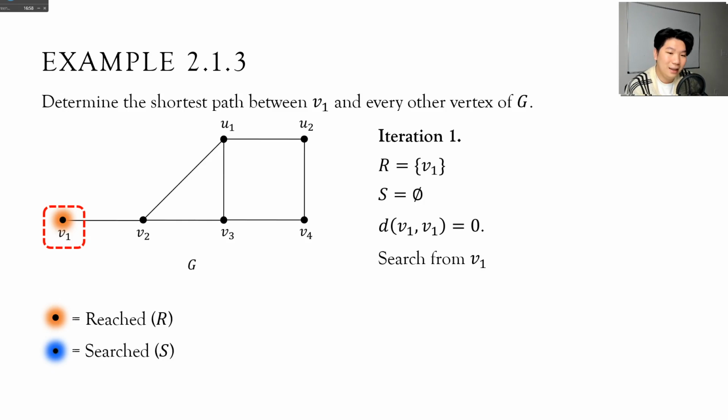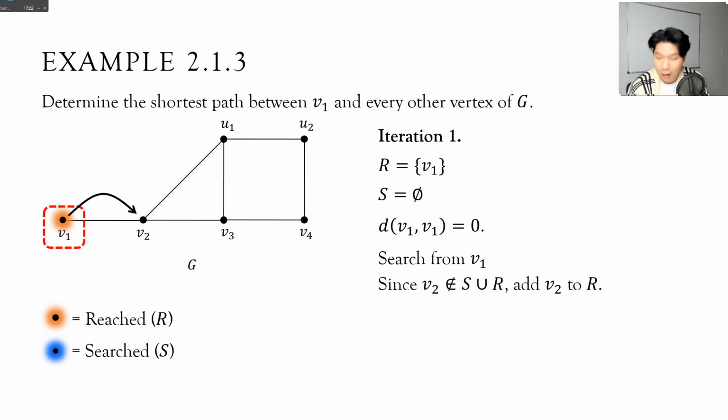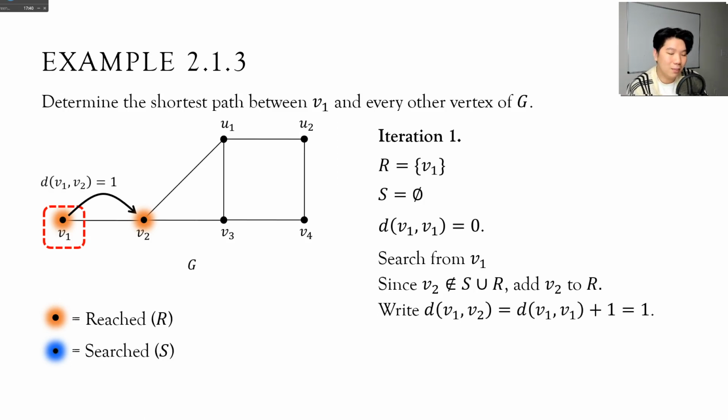That is, I look at V1, and I look at all the vertices that are connected to V1. In this case, I only have one vertex to search. So I search from V1, and then I can look at V2. Since V2 does not belong to R or S, that is, it's not colored in my picture, I can let V2 belong to R. So here I'm going to color it orange. And then I can assign its distance from V1 to be the previous distance plus 1, or in this case, 0 plus 1, I get distance 1.